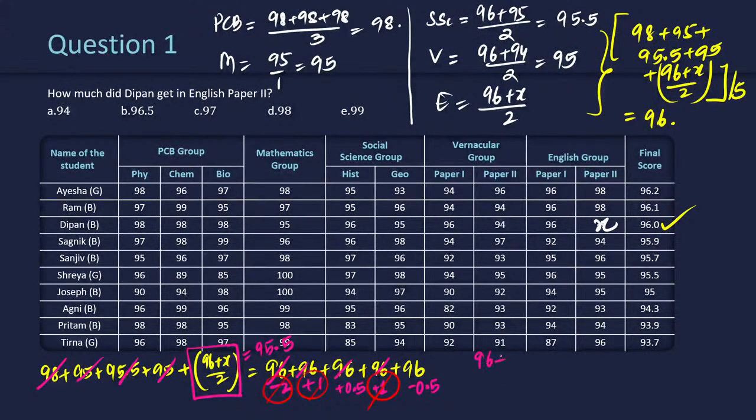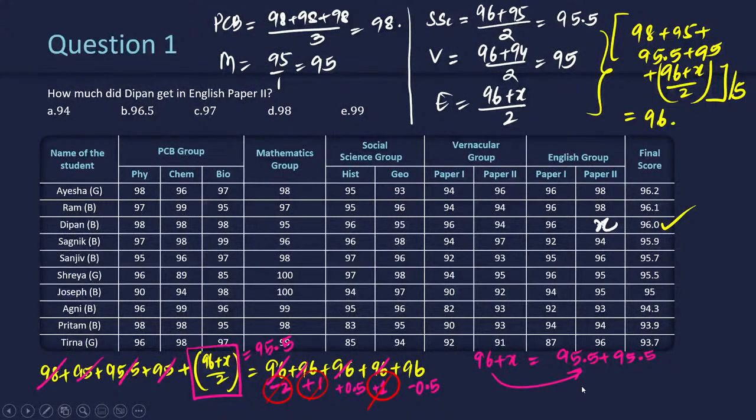So 96 plus x is equal to 95.5 plus 95.5, right? Again, 95.5 into 2, we will write it like this. Okay, this 96 will go here, right? And this is going to give us... is this 96?